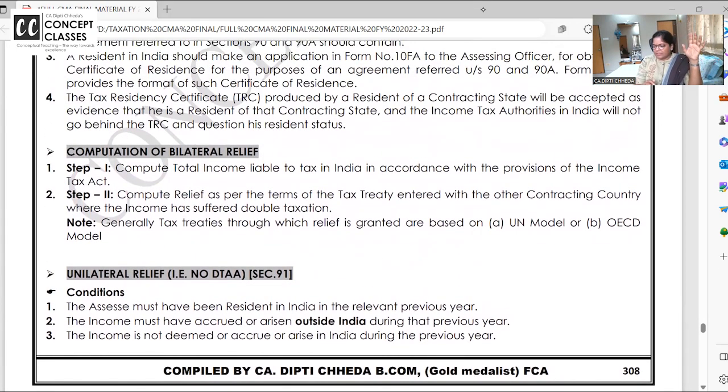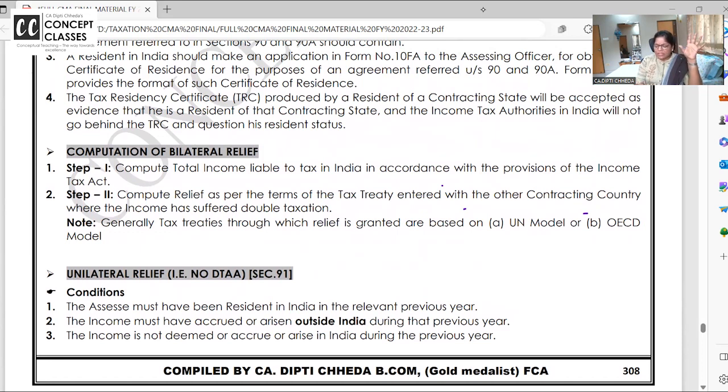Okay, so see, bilateral relief is so simple. Compute the tax liable to be taxed in India. Compute the relief as per tax treaty. Okay, so with whichever country there is a tax treaty, whatever tax you have paid in that country, completely you exempt.